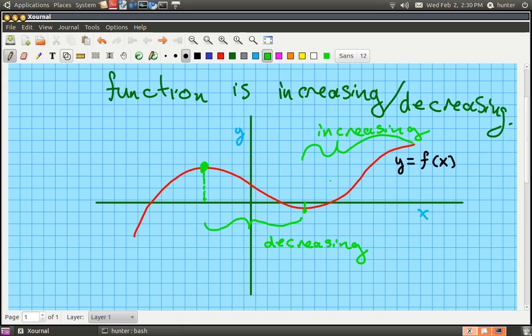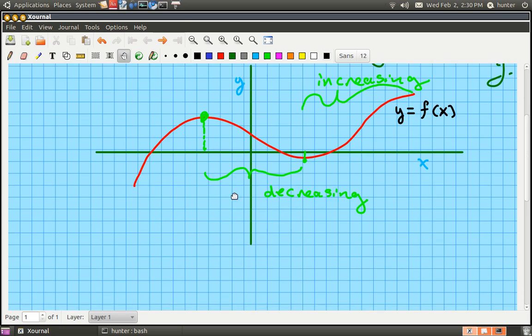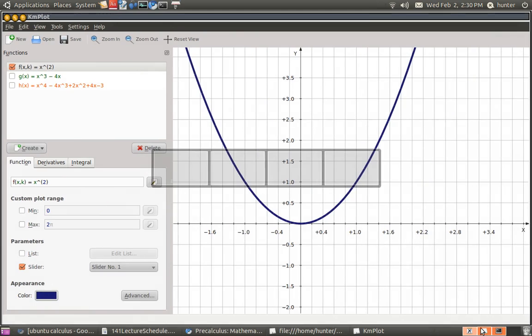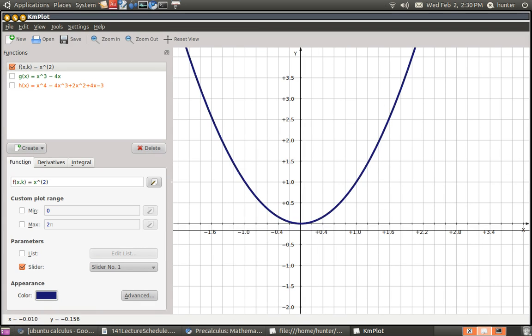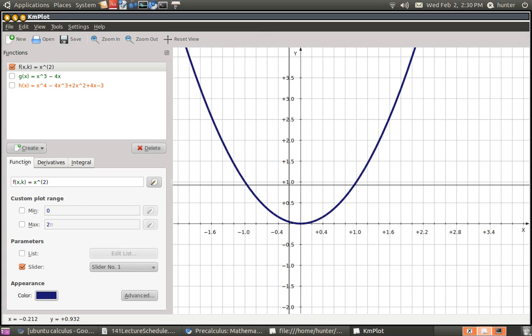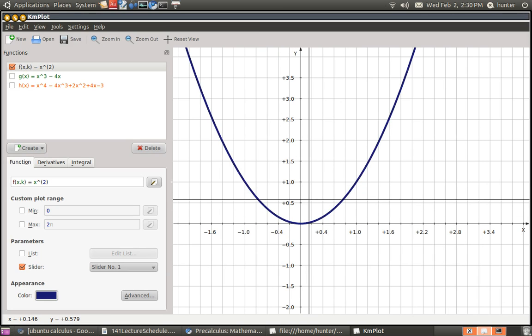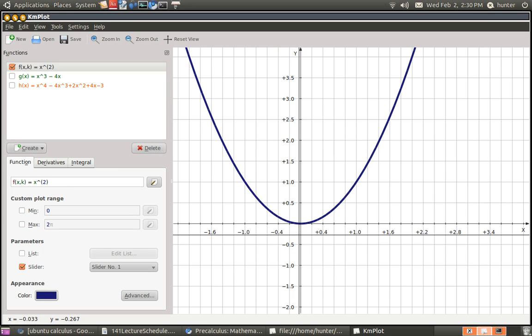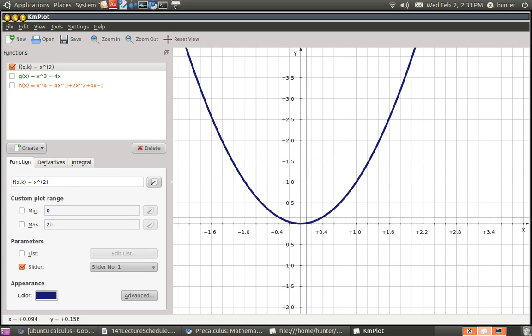Okay. All right. So let's look at some actual functions and try to identify the intervals on which they're increasing or decreasing. So let me go over here to the graph program. All right. So this blue curve here, I don't know if you can see this, it's really small, but this is just the graph of the function y equals x squared. So let's see if we can figure out where x squared is decreasing and where it's increasing.